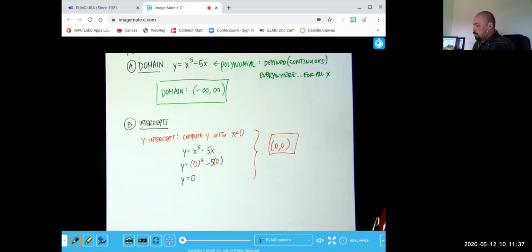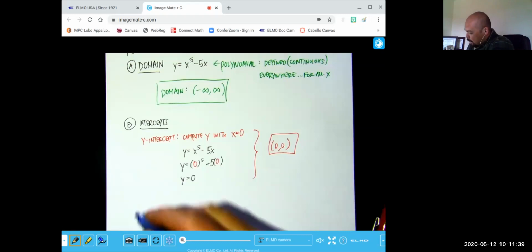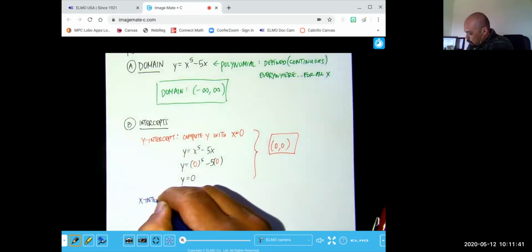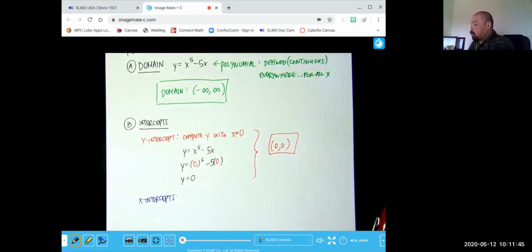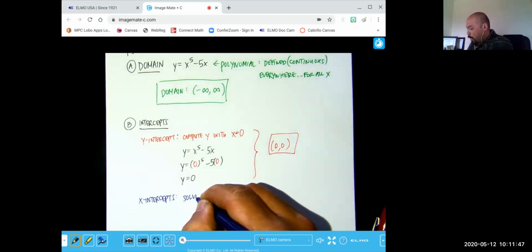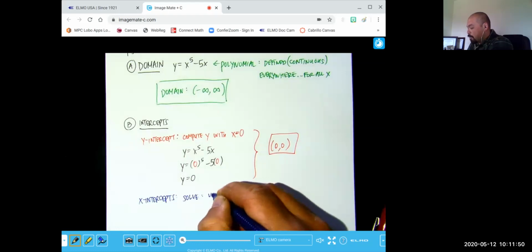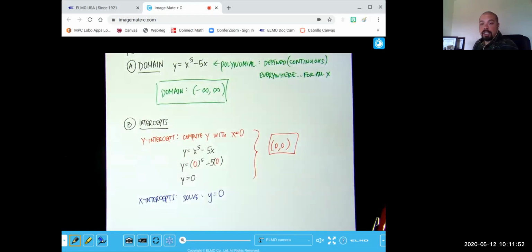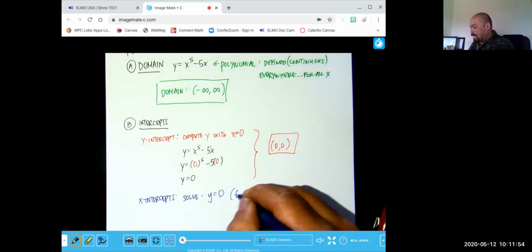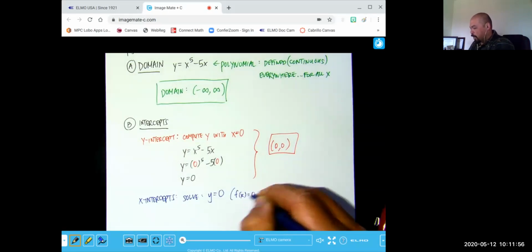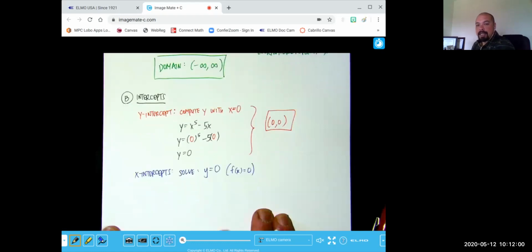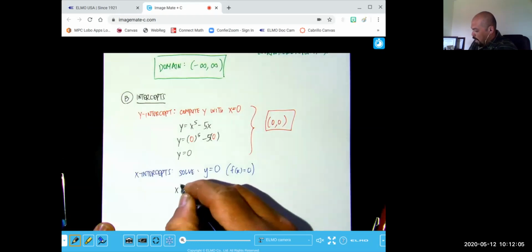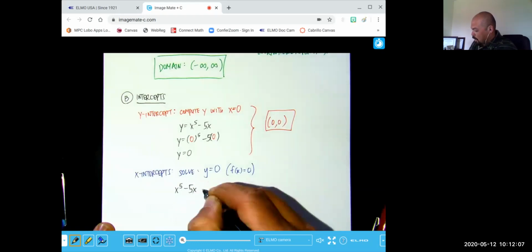Pardon me. Now for our x-intercepts, all right, we're going to solve that equation, taking our equation, your function, and setting it equal to 0, right? So just bring in that function notation as well. So again, purely algebraic at this stage, right? Taking our equation, x to the fifth minus 5x, setting that equal to 0.